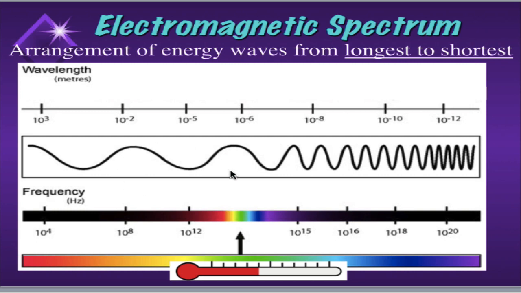Now, I'm going to be doing a whole bunch of different things, labeling things on here, so make sure that you label everything that I do so that you can use this to study. Here we go. First, let's write down the different types of radiation.